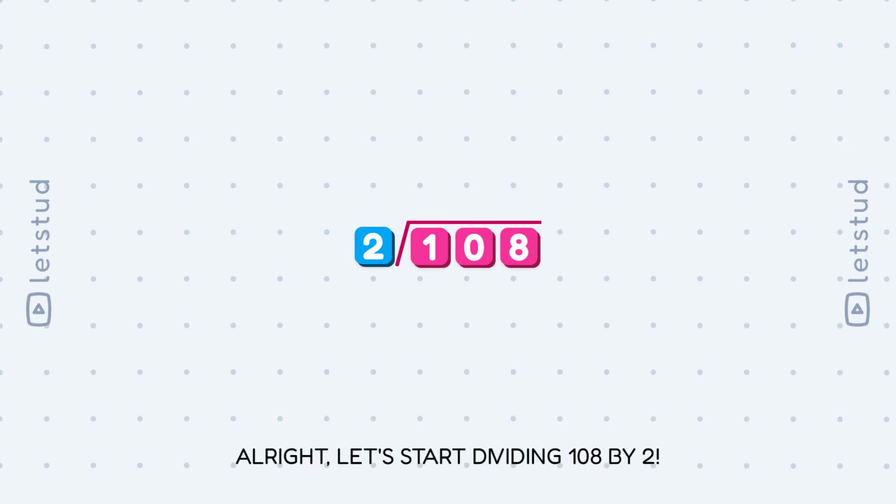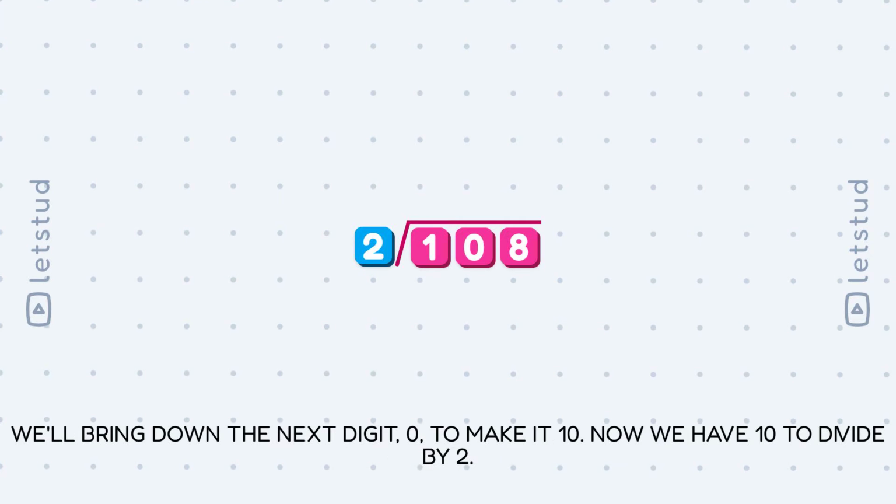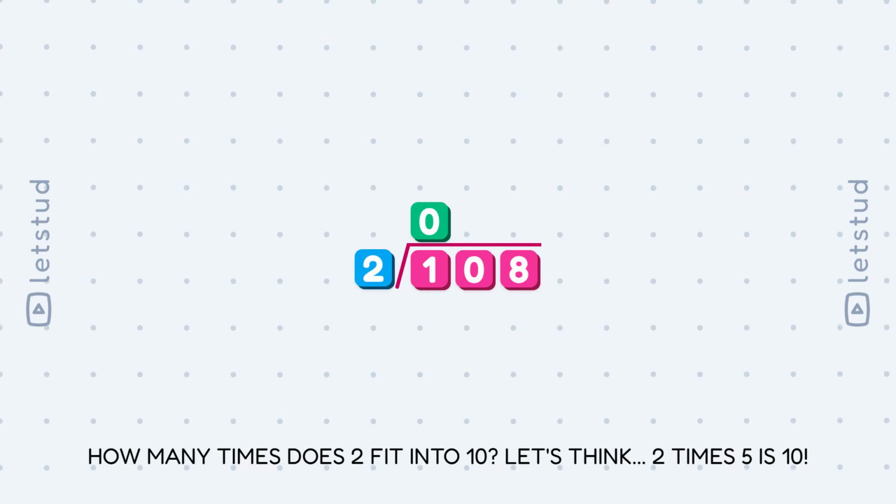Alright, let's start dividing 108 by 2. We look at the first digit of 108, which is 1. Since 1 is smaller than 2, we can't divide it yet. We'll bring down the next digit 0 to make it 10. Now we have 10 to divide by 2. How many times does 2 fit into 10?